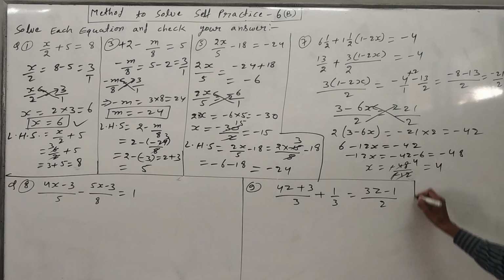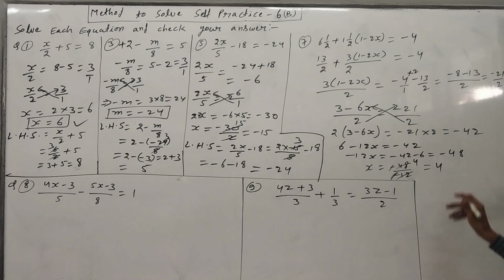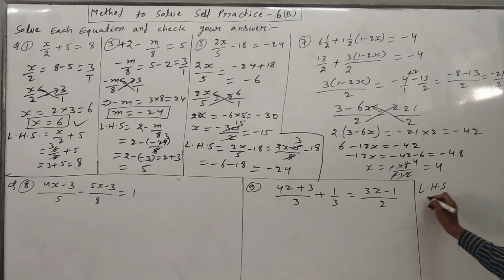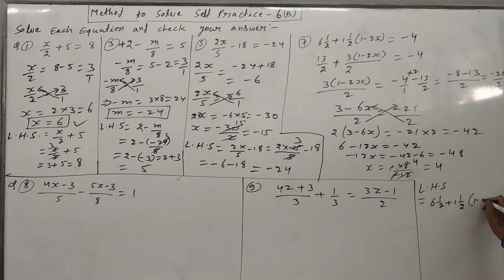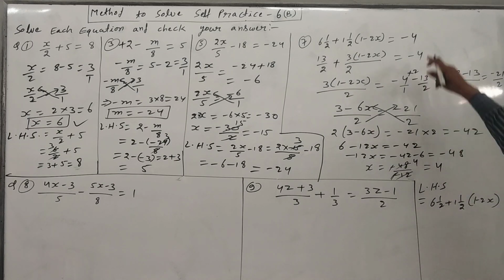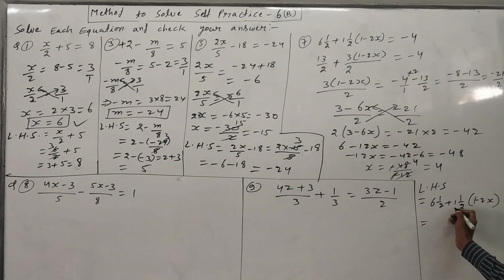Now we have to check whether this answer is correct or wrong. For that we have to check here. In LHS, put 4 in place of x. So LHS is equal to 6 1 upon 2 plus 1 1 upon 2 times (1 minus 2x). So after solving we have to get minus 4. Okay, so just remove this small bracket. Then 13 upon 2 will come here, 3 upon 2 will come, and 1 minus 2 into 4 will come here. So just multiply and subtract: 13 upon 2 plus 3 upon 2, here 2 times 4 is 8, and 1 minus 8 will come minus 7.